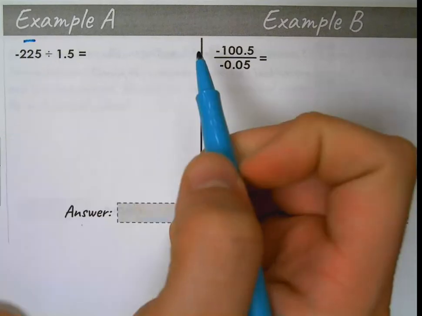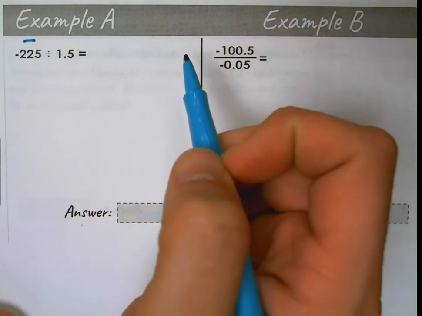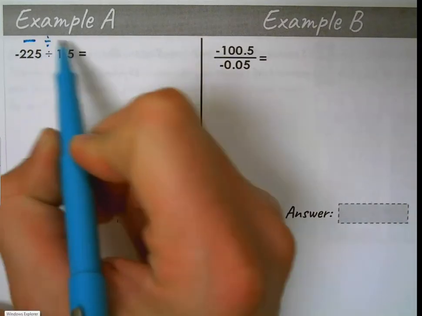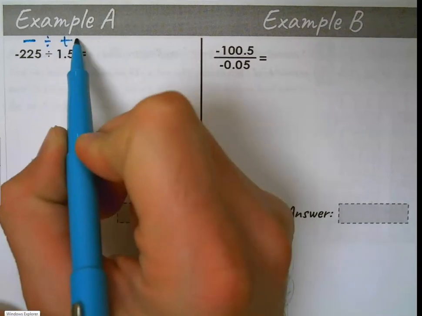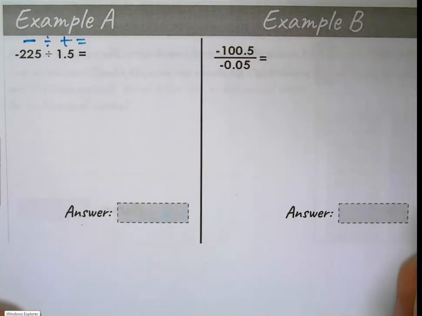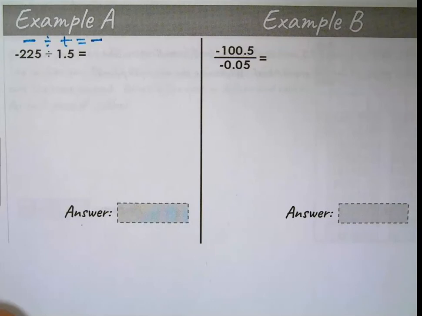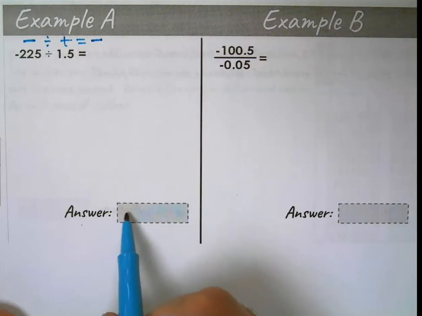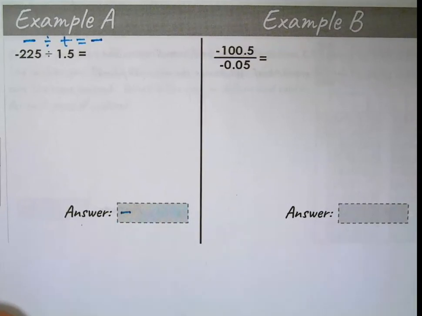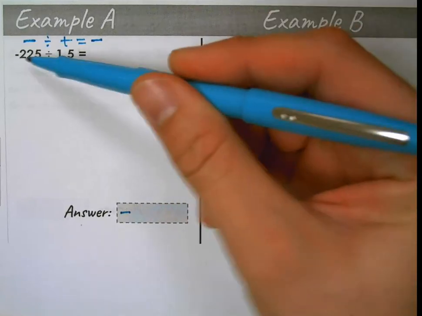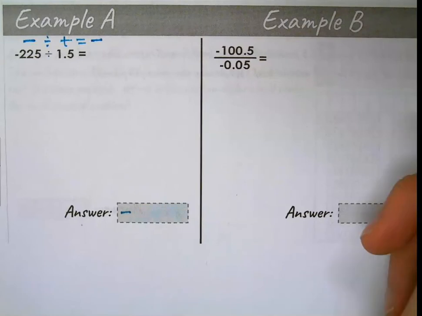We have a negative divided by a positive. Those signs are different. And if the signs are different, that means that your answer is going to be negative. So down here in the answer spot, I'm going to put a negative right now so that I don't forget it. Okay, now we can look at the division.